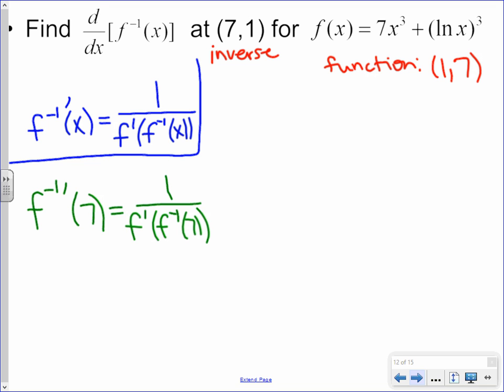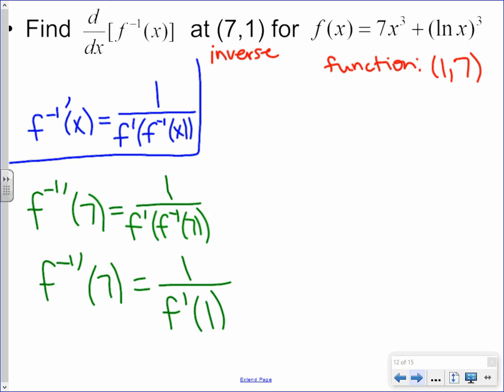Okay, what's f inverse of 7? If our x value is 7, what is our y value for the inverse? 1. Okay, so now we have f inverse prime of 7 is 1 over f prime of 1. We didn't even need to know anything about f itself. It gave us the y value, so we can plug it in.